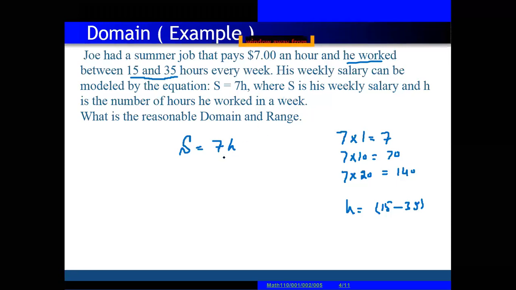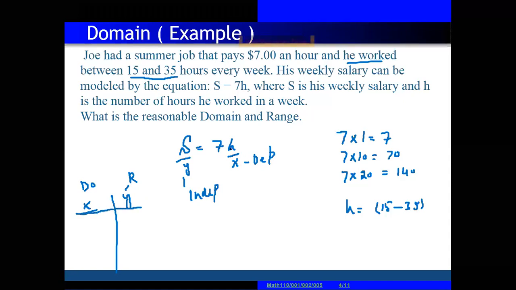H is actually like X, and this is the independent variable. S is like Y, and this is the dependent variable. So X is actually the input values, X is domain, and what is Y? Y, you know that this is range. So what are the values of X? H. You know that H ranges from 15 to 35 hours. He worked between 15 and 35 hours.